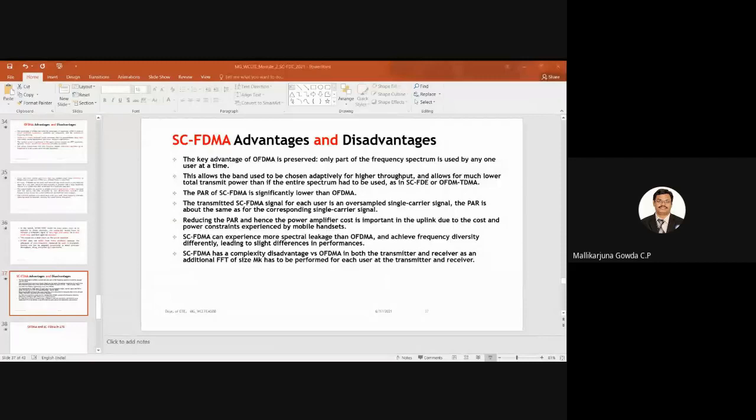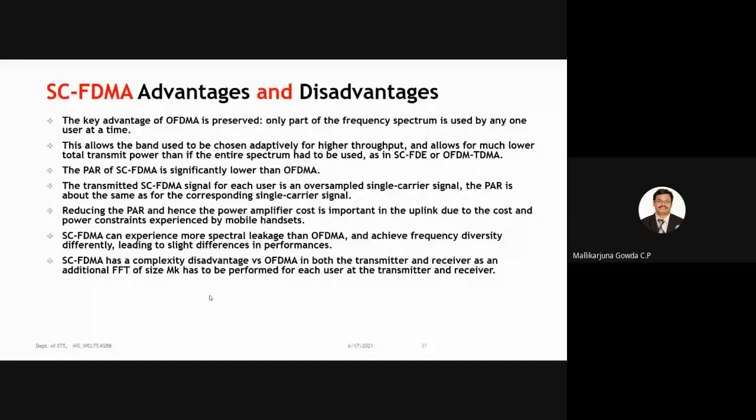Okay, so SC-FDMA has a complexity, because we do FFT as well as IFFT operation in both the transmitter as well as receiver. So with that, the complexity of this SC-FDMA is more compared to OFDMA. So that is another drawback of the SC-FDMA. Okay. Yes, hope this point is clear.